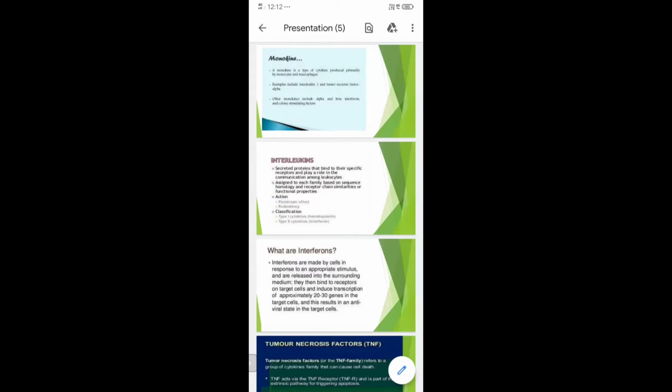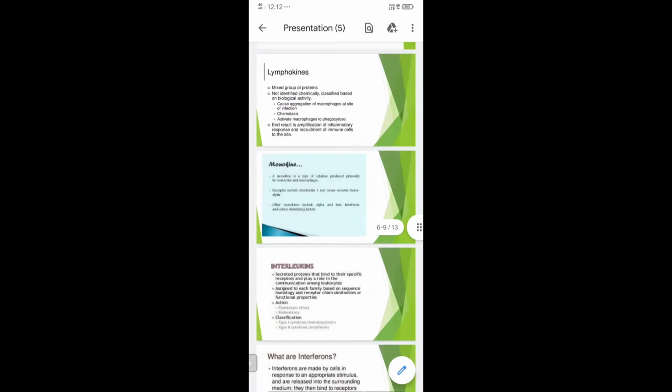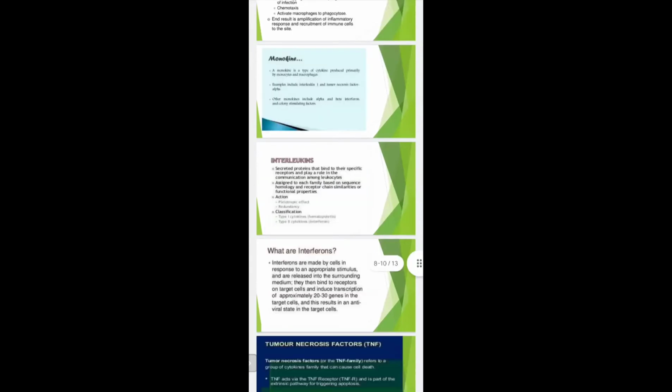What are interferons? Interferons are made by cells in response to an appropriate stimulus and are released into the surrounding medium. They then bind to receptors on target cells and induce transcription of approximately 20 to 30 genes in the target cells, and this results in the antiviral state in the target cells.